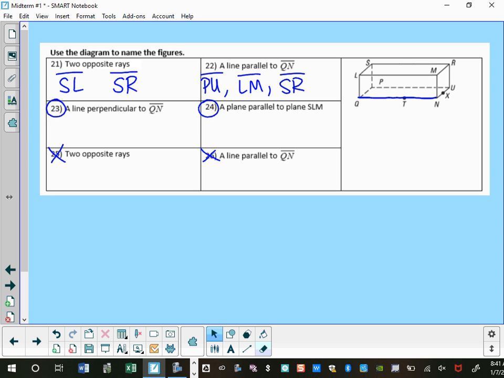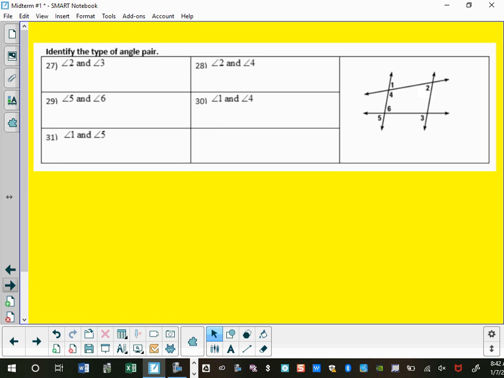Any questions here? All right, 27 through 31. We have maybe like 5 or 6 angle relationship pairs, okay? One of them was corresponding. Who remembers what another relationship was?